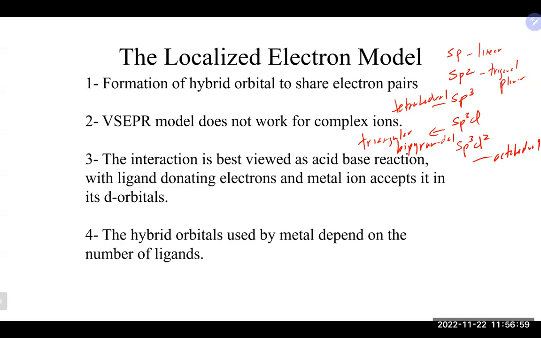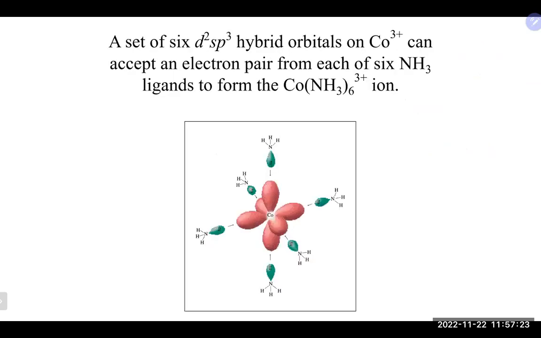The VSEPR model works well for regular molecules, but it doesn't work so well for complex ions. As I mentioned earlier, we think of complex ions more as an acid-base situation, and more specifically, the Lewis acid-base interaction that's happening. The hybrid orbitals used by metals depend on the number of ligands present. Here we have NH3 bonding: 1, 2, 3, 4, 5, 6, a coordination number of 6, which would give an sp3d2 arrangement, which would be octahedral.